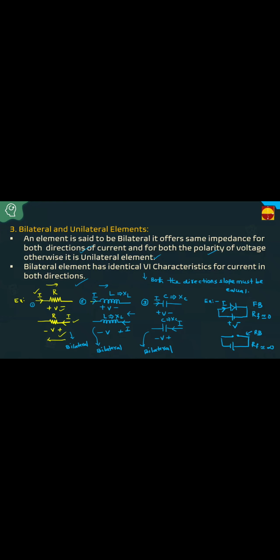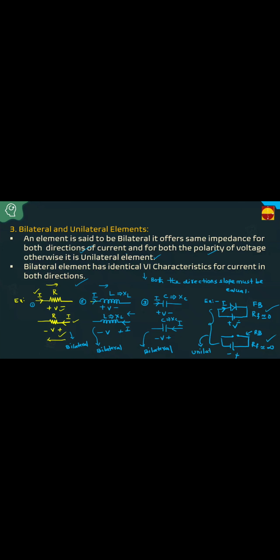Is it offering the same resistance in both directions? An element is said to be bilateral if it offers the same impedance for both directions of current and both polarities of voltage. This is plus minus. I changed to minus plus. Plus minus, zero resistance. Minus plus, infinite resistance. It is offering different resistance. That's why it is a unilateral element.